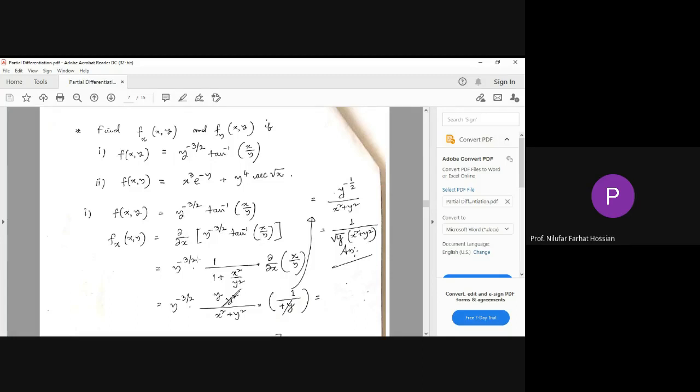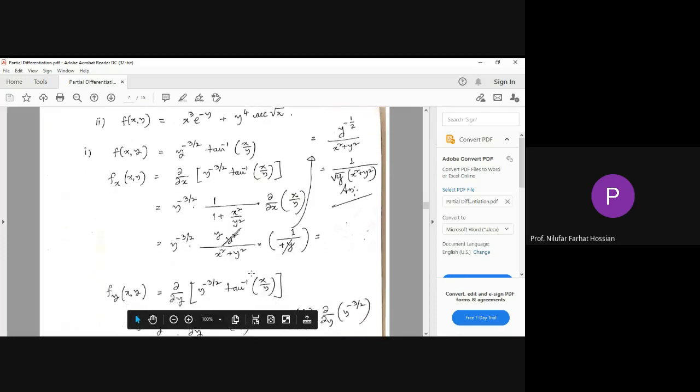So you can take it outside this derivative, y to the power minus 3 by 2 into del x of this tan inverse. Now, this x by y should be treated as a single variable x because our partial derivative is with respect to x. So just consider this x by y as your x. So what is the derivative of tan inverse x? You know it. 1 by 1 plus x square. Right. So 1 by 1 plus x square.